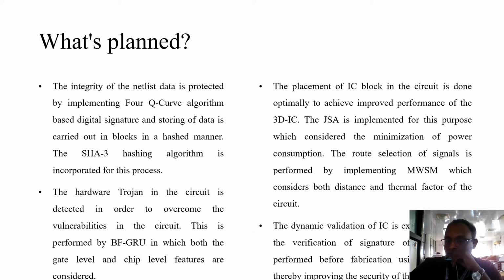And if you look at the placement of the IC block, we can do that optimally by using some improved algorithms for performance. JSA is one such algorithm which can be implemented for this purpose. The route selection of signals we can perform by implementing the MWSM algorithm, in which both distance and thermal factor of the circuit will be taken into consideration. And at the end, we can do the dynamic validation of the IC with verification of signature performance. So these are some of the things which we can plan.